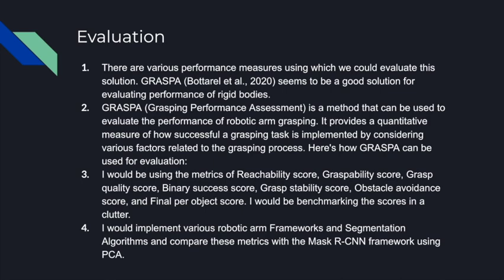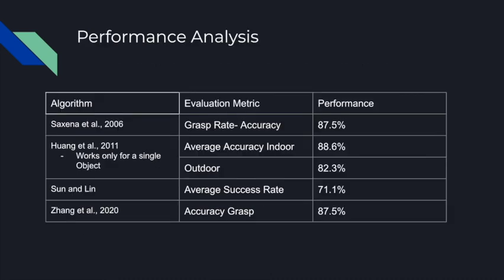I would implement various robotic arm frameworks and segmentation algorithms and compare those metrics with the MaskRCNN framework using PCA. I expect the system to be considered successful when the proposed framework achieves better results than other architectures mentioned in the background reading section. The following table shows some of the algorithms that I think could improve using MaskRCNN.